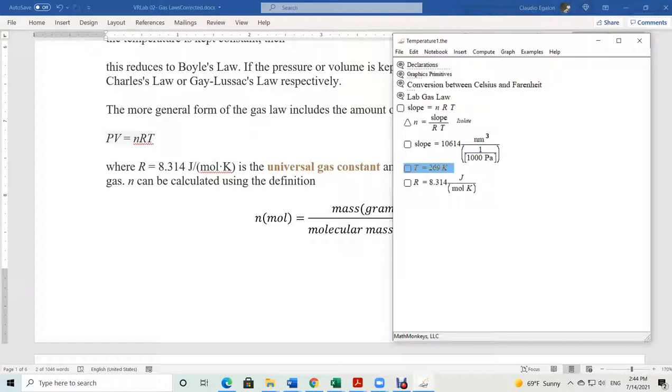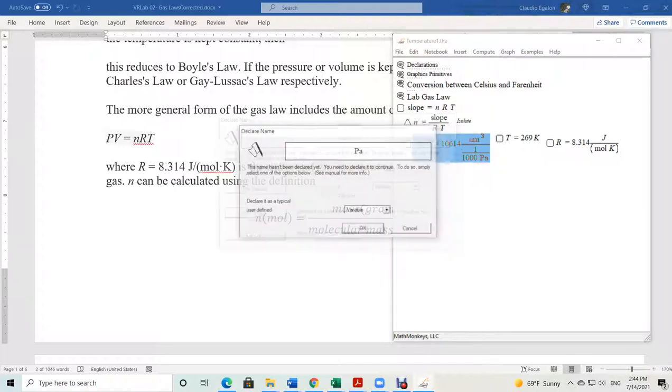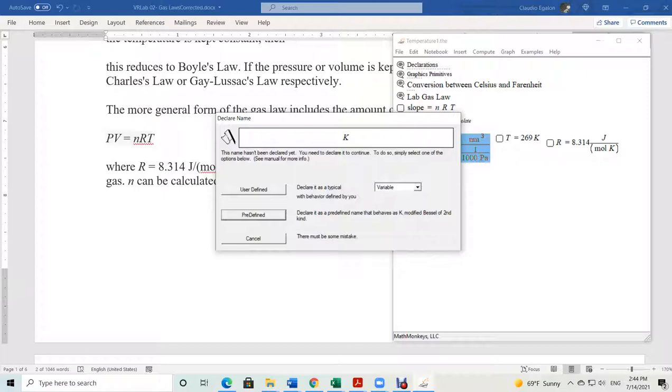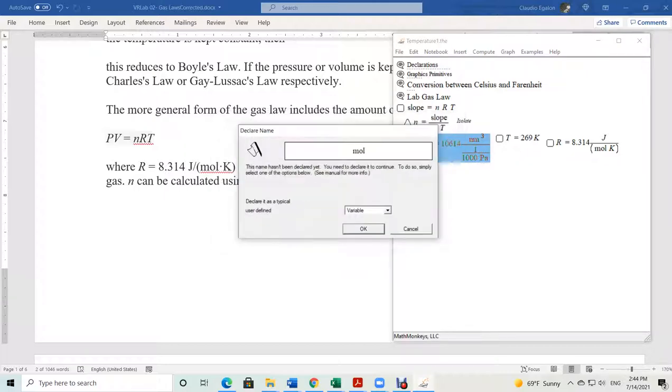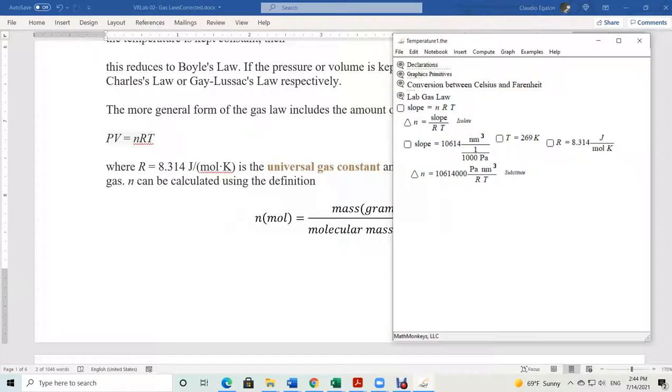Let's see how many moles of gas we have there. In this simulation, it's low. Substitute the slope, yep, pascal, now user defined. What's J? J is joules, user defined, mole, okay, good, very good shape. Now we've got to put everything else there, temperature, okay, and we've got to put the R, here you go.